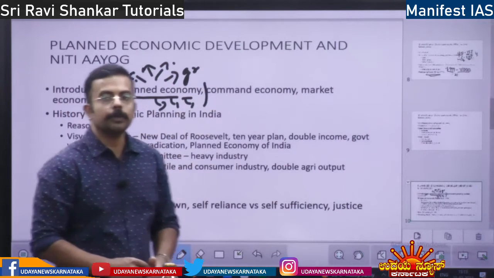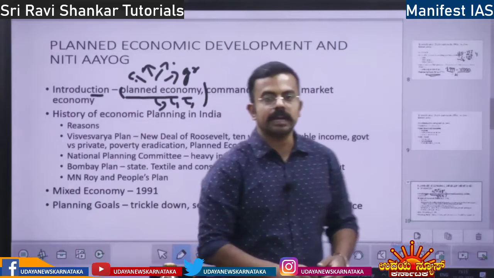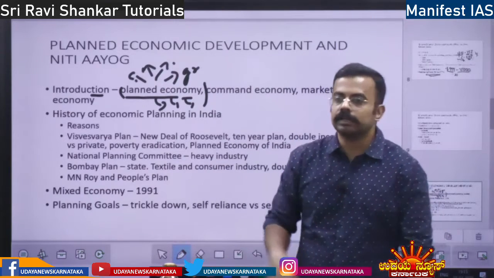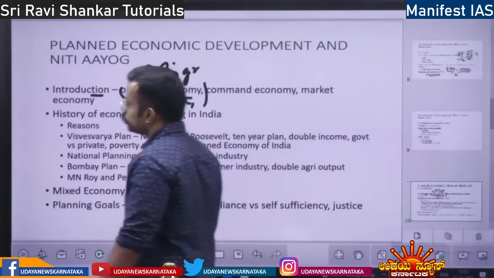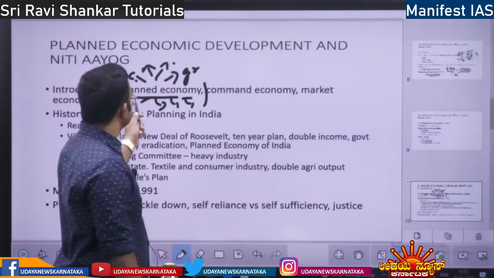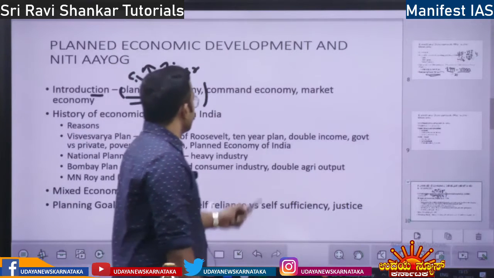Just like how you put a timetable before studying, right? You plan a timetable and you work according to it. Just like that, government also plans the economy and works according to it. Okay.